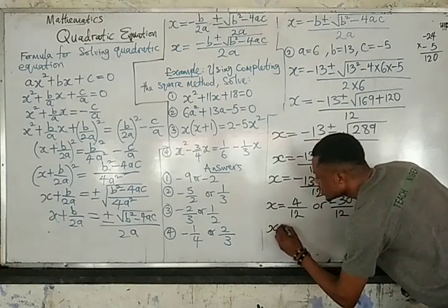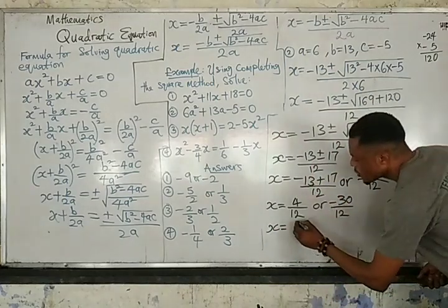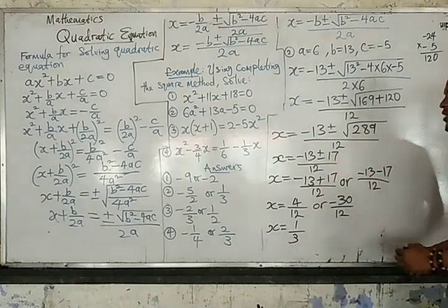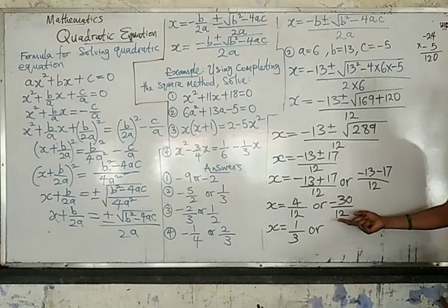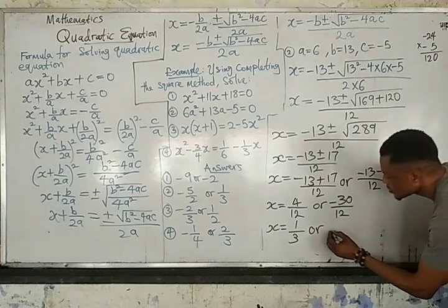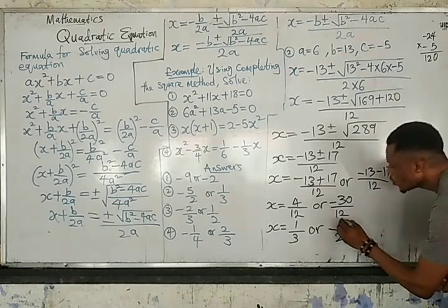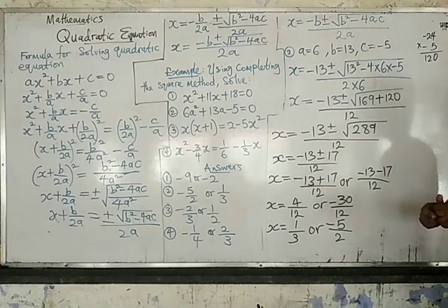Then x is going to be, by the time you reduce this to the lowest form, 4 goes here, 1; 4 goes here, 3, 1 over 3, or 6 goes here, 2; 6 in 30, we have 5, and we are not forgetting our negative sign.